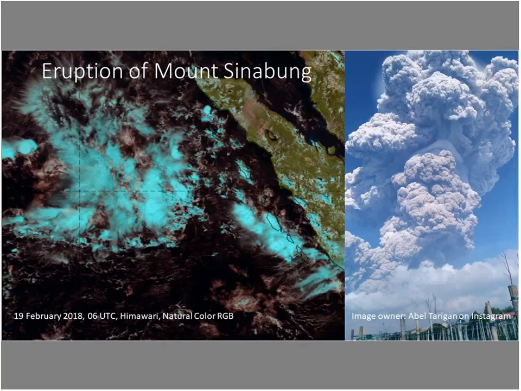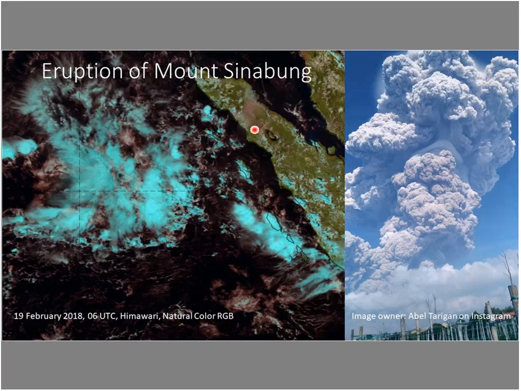Okay, let's go forward to the eruption of Mount Sinabung. You can obviously assume that we are going to the Ash and SO2 part of this presentation. You can see here the eruption. It happened on 19 February 2018 in morning hours European time, but in the afternoon locally.